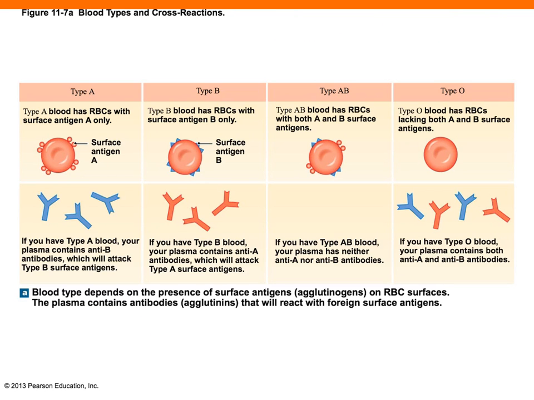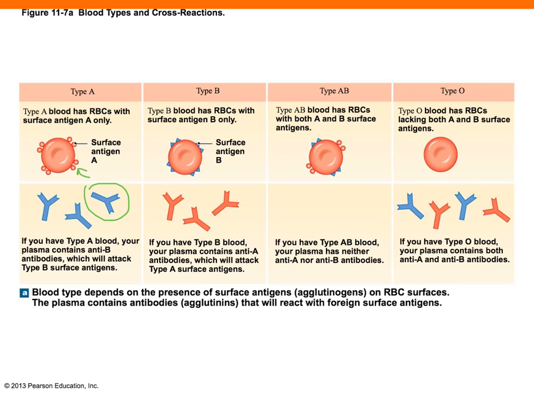Okay, so if you are a type A individual, let's just delve a little deeper into this. If you are a type A blood individual, that means that your red blood cells have this A antigen on them. And in this picture, it's illustrated as little circles. So if you have type A blood, then look at your antibodies. They're going to be anti-B.